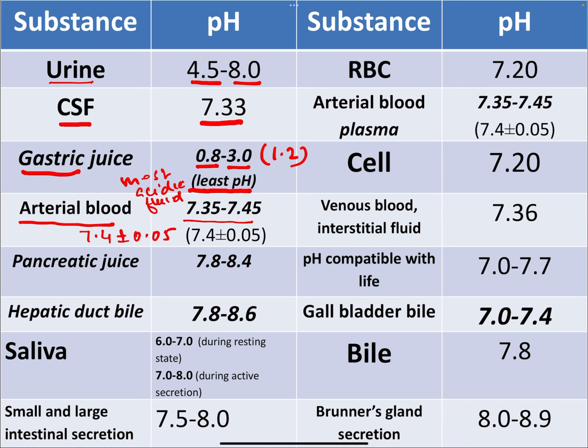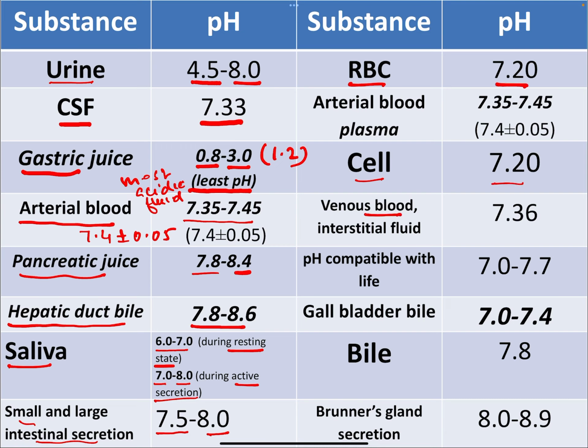The pH of the pancreatic juice is 7.8 to 8.4, hepatic duct bile 7.8 to 8.6. Saliva: during the resting state, the pH is 6.0 to 7.0, and during the active state or active secretion, it is 7.0 to 8.0. The small and large intestinal secretions, the pH is 7.5 to 8.0. RBC or the cell, the pH inside them is 7.20.